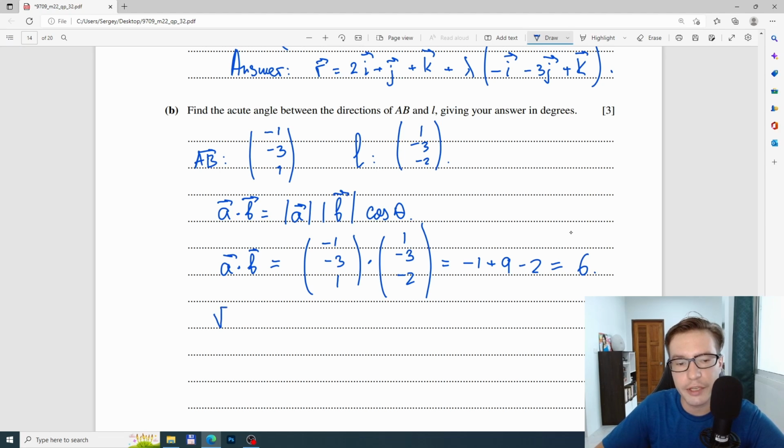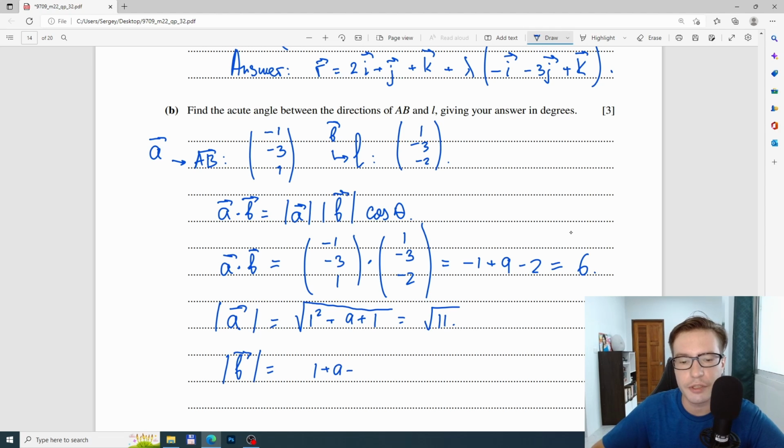Now, time to calculate the magnitude. The magnitude of A, let's say it's AB, and L is going to be B. I'm going to use Pythagoras, so it's x squared plus y squared plus z squared. Take the square root, and I got 11, square root of 11. Now the magnitude of the second vector is going to be 1 plus 9 plus 4. Take the square root, and it's square root of 14.